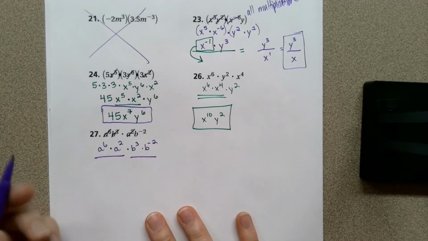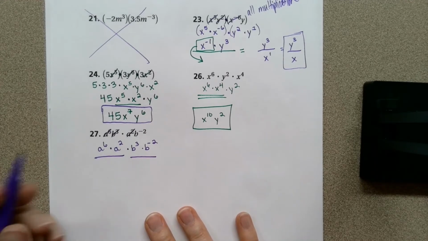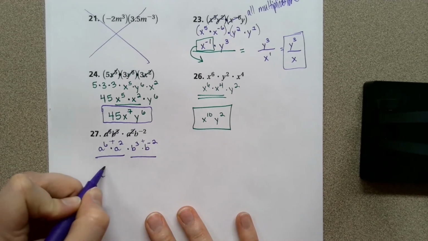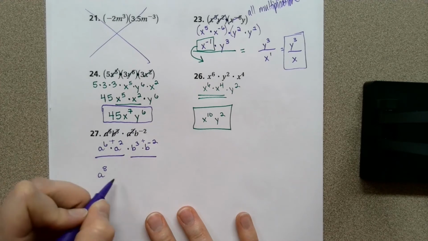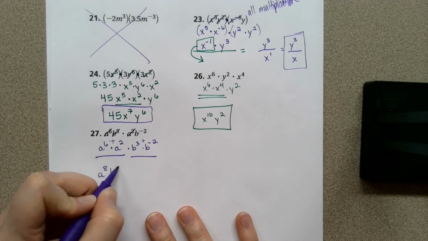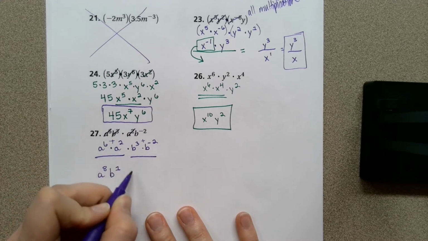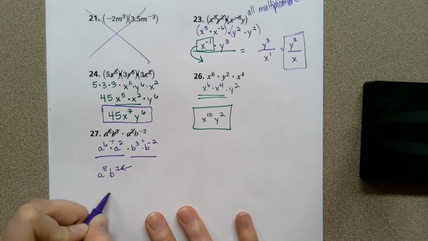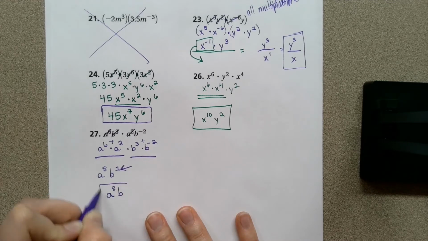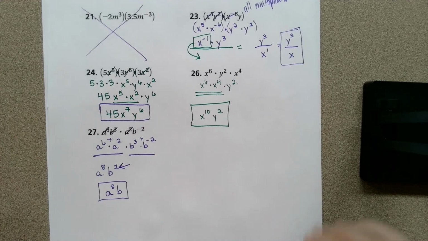Then we're going to combine those exponents, those like bases, by adding the exponents just like before, giving us a to the 8th power multiplied, again I don't need to show that dot, b, 3 plus a negative 2 is a positive 1, so in the end we wouldn't need to show that positive 1, so a to the 8th times b would be the correct answer, or an acceptable answer.